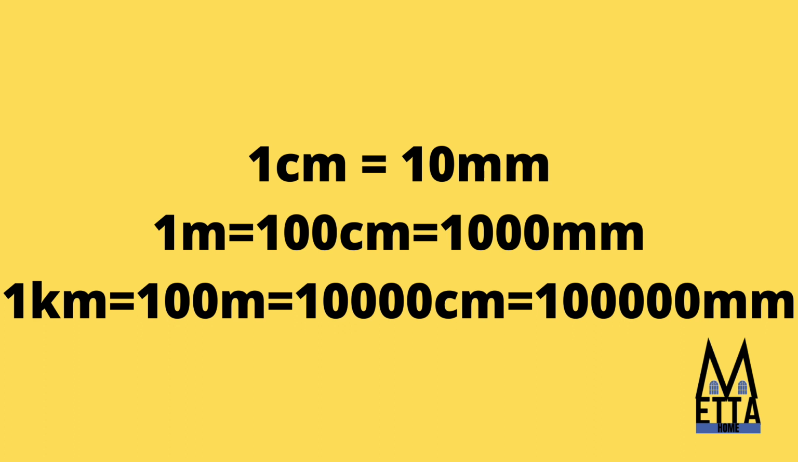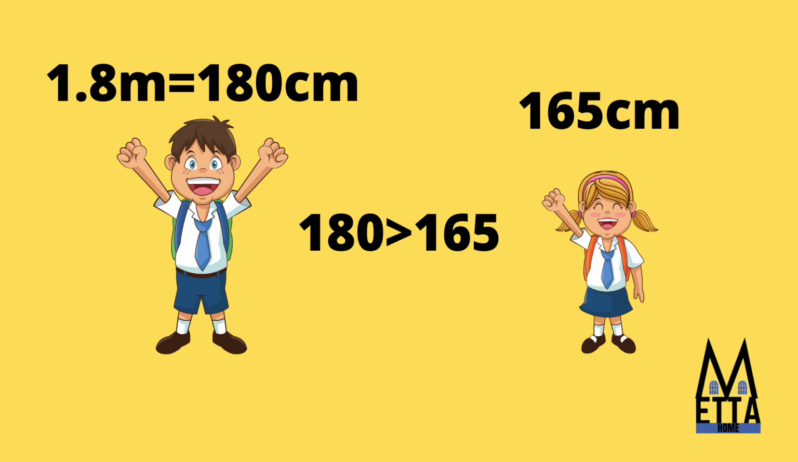Now going back to the height conflict between Andrew and Morgan, Andrew's height was 1.8, but the measurement was meters, which is 100 times larger than centimeters. Therefore, in centimeters, Andrew's height is 180 centimeters, and therefore Andrew is taller than Morgan, who is 165 centimeters.